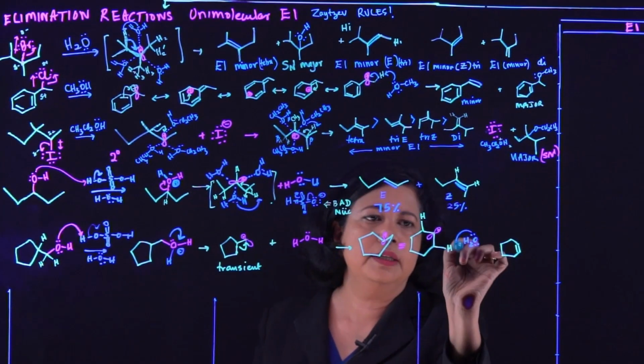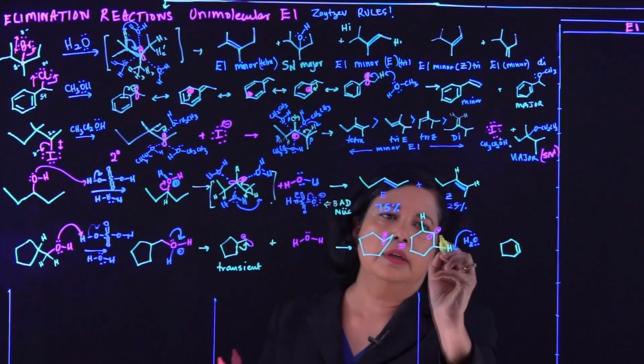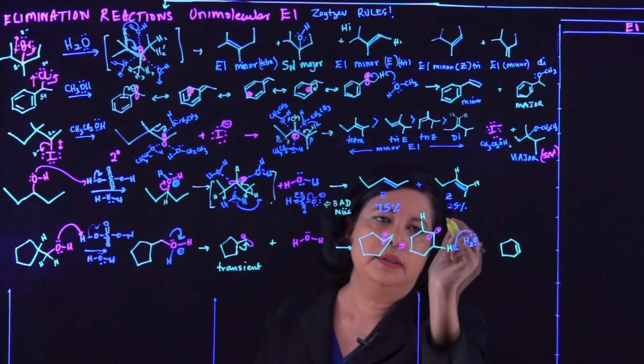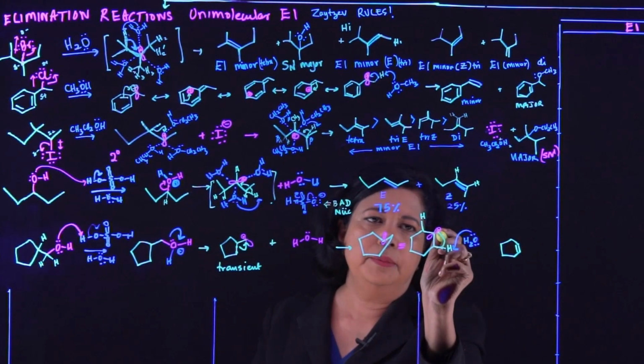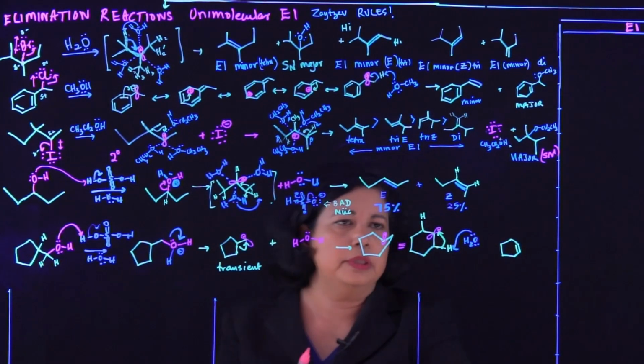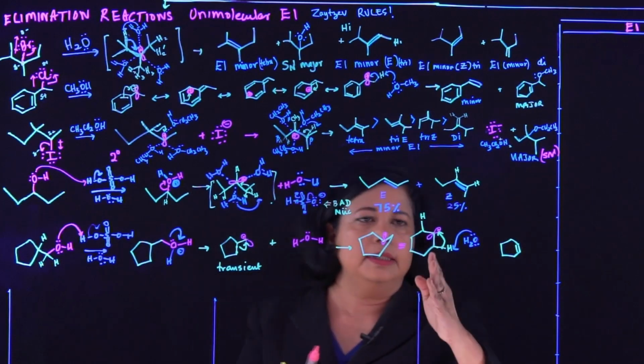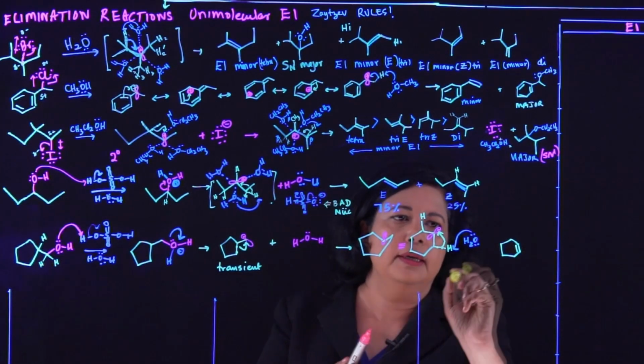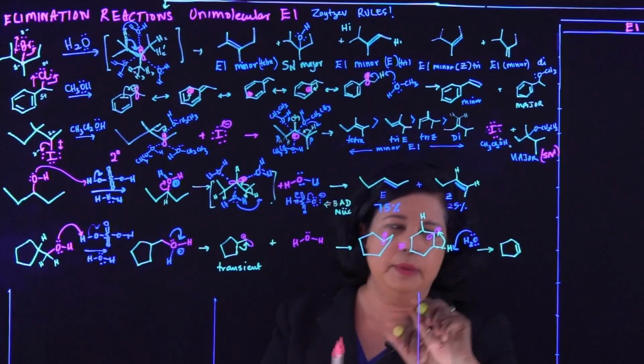You're going to pull that hydrogen off. Those electrons are going to just go bam onto the empty orbital. It is already doing hyperconjugation. It just sleeps right on top of that sigma. So you get a pi bond, and that's what you have here. That's your major product.